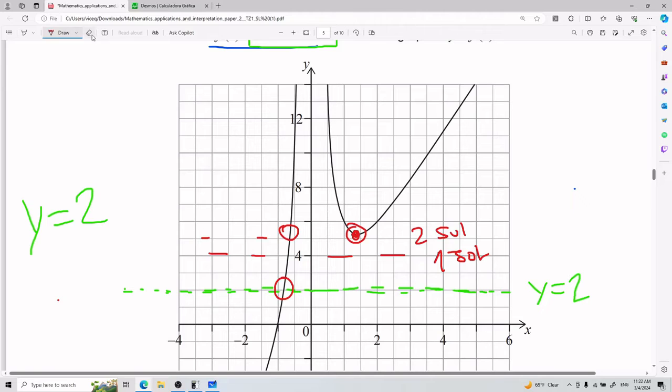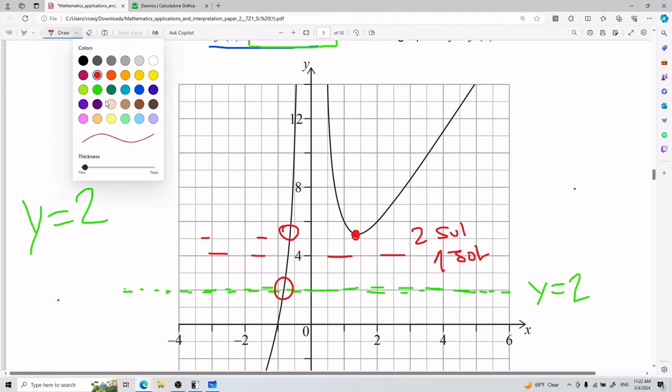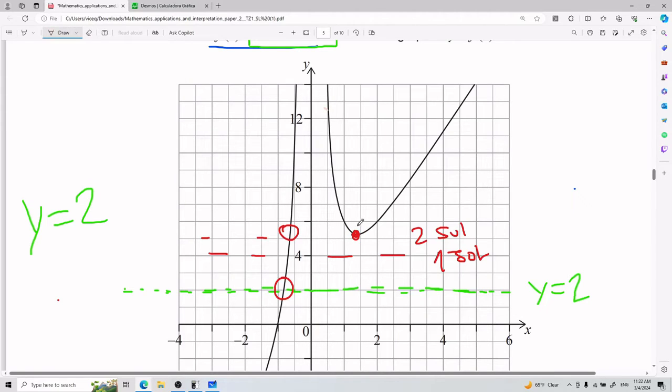And the moment I go a little bit above my minimum, just a little bit, right above, for example, there, it touches how many times, ladies and gentlemen? Bada bim, bada boom, it touches 3 times. And so anything above your minimum is going to have 3 solutions. All right?